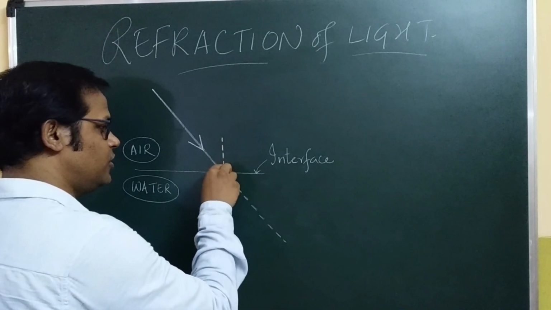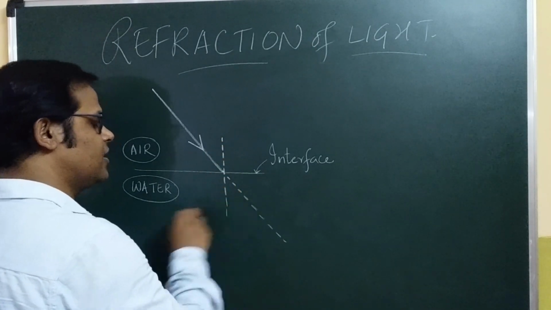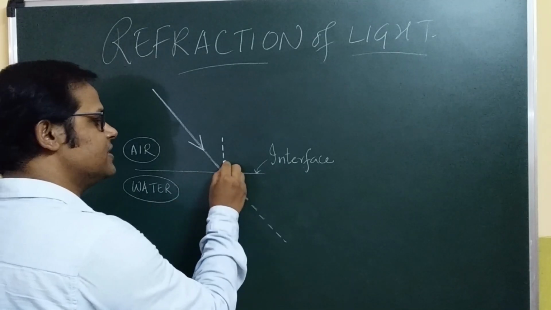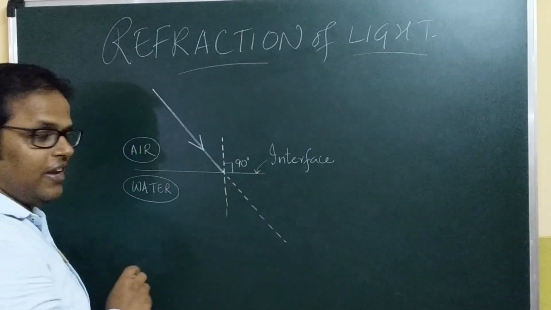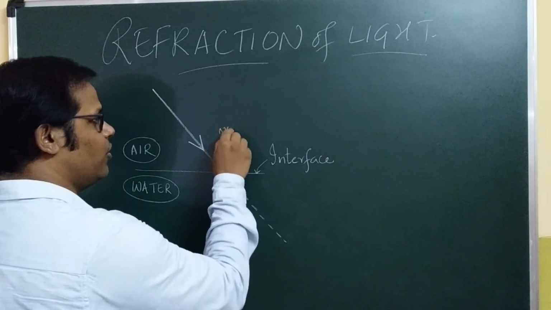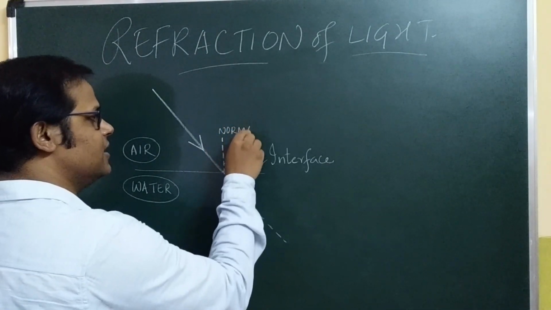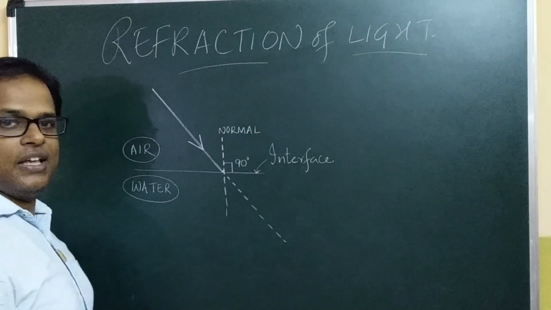This dotted line which I am drawing right now, passing through the point of incidence and making an angle of 90 degrees with the interface, is definitely well known to all of us. It is called the normal, an imaginary line.